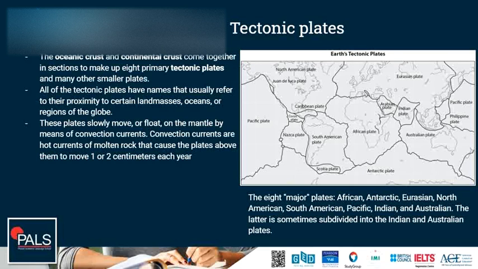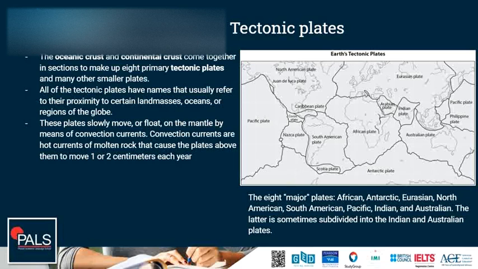Tectonic plates. The oceanic crust and continental crust come together in sections to make up 8 primary tectonic plates and many other smaller plates. All of the tectonic plates have names that usually refer to their location and proximity to certain land masses, oceans, or regions of the globe. These plates slowly move or float on the mantle by means of convection currents.